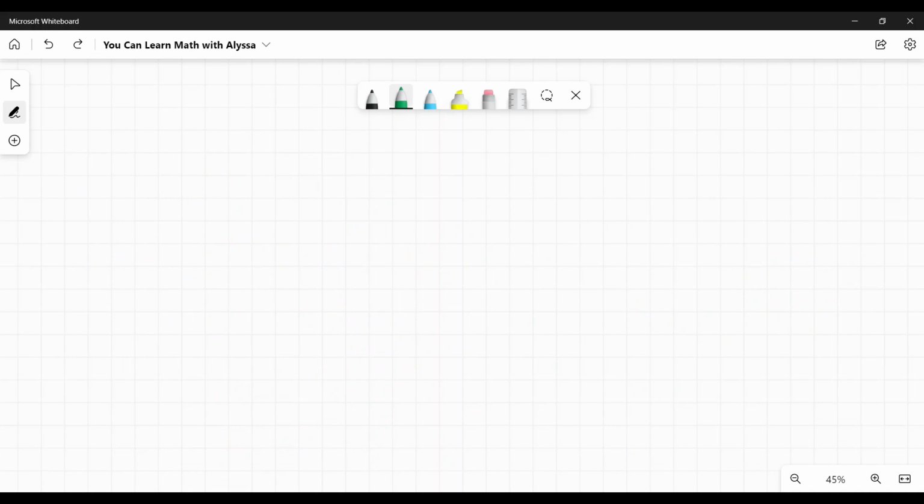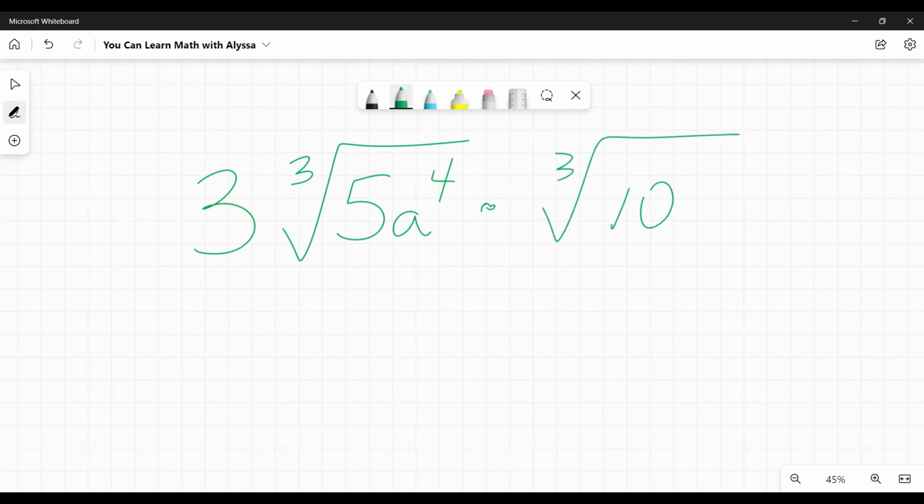So let's do one that includes some variables in there. This is going to be 3 times the cube root of 5a to the 4th, and I'm multiplying this by the cube root of 10a cubed. Now here's something too. If you want to see about simplifying beforehand, like, oh, I could simplify this with a cube root, and you want to do that first before you start combining things, there's nothing wrong with that.